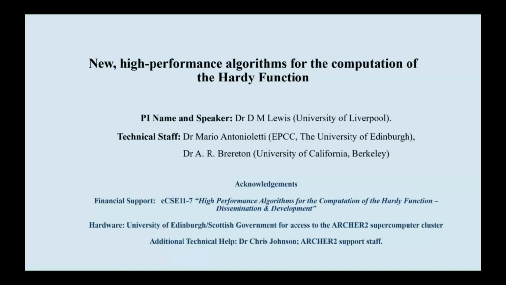Okay, so what I'm going to talk to you about today is some new high-performance algorithms for the computation of the Hardy function. My name is Dr. David Lewis, and I've had a considerable amount of help on this project both from Mario, and I'd like to highlight the contribution of Ashley Brereton, my former PhD student. He's made an invaluable contribution to the development of this work. This project was supported under an ECSE project, the title you can see there, and I've had help from both Chris Johnson and the ARCHER2 support staff.